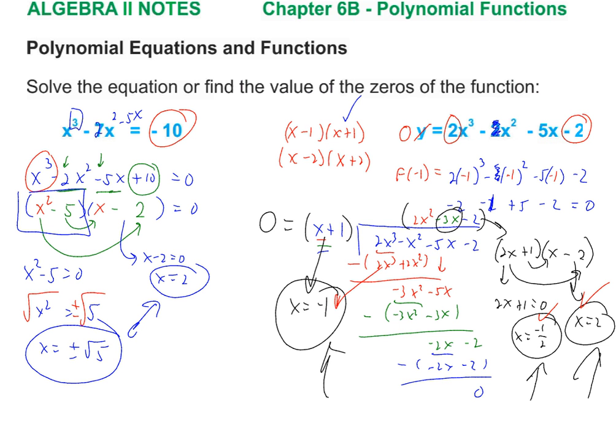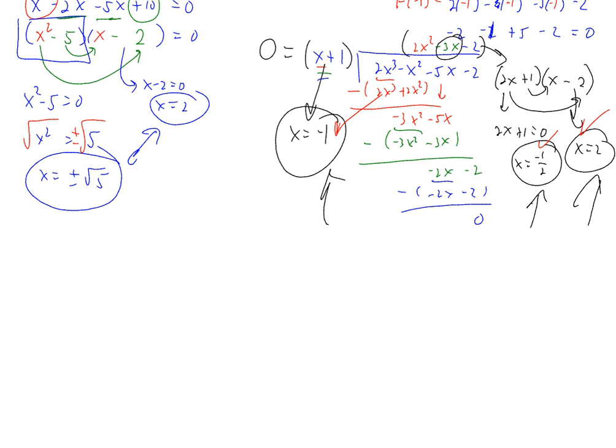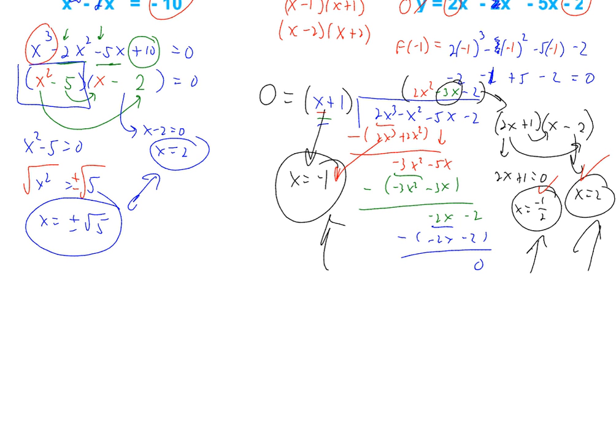Hey, before I get off the idea of zeros and solving, don't forget about conjugates. Don't forget about conjugates. So with polynomials, whenever you have an irrational or complex zero, you have its conjugate. For example, if you had a zero of 5 minus the square root of 2, you also know you have 5 plus the square root of 2, its conjugate.